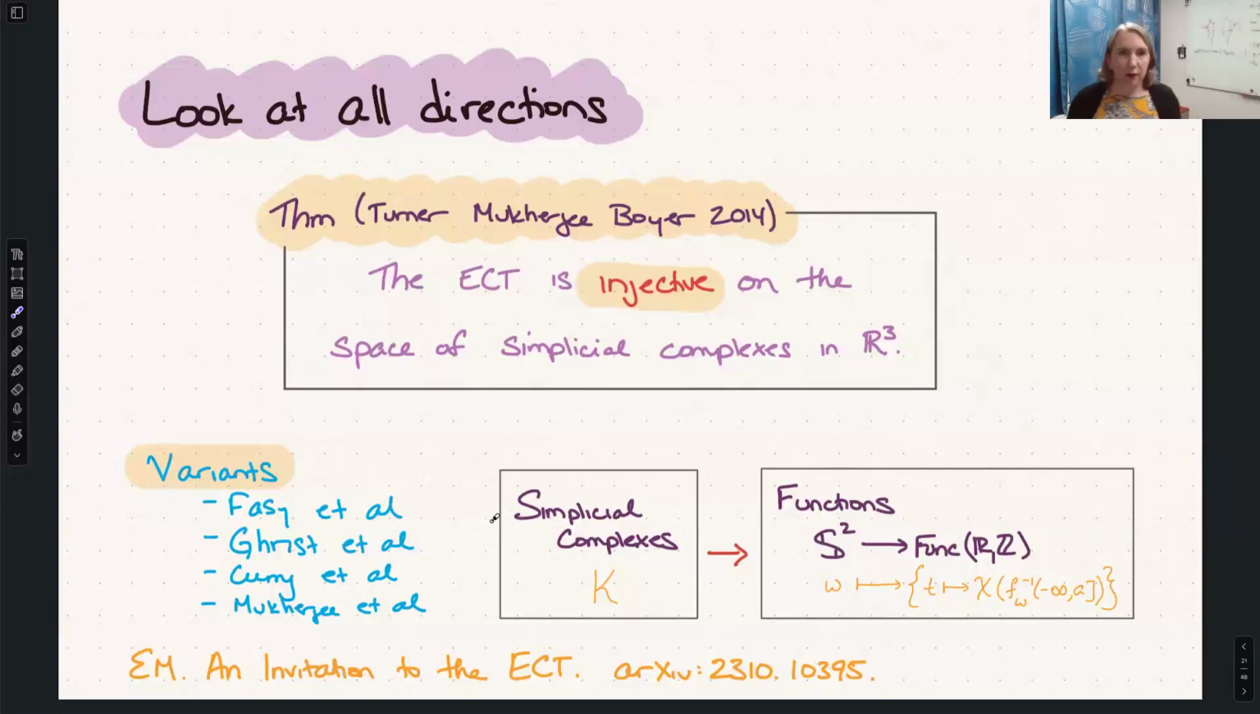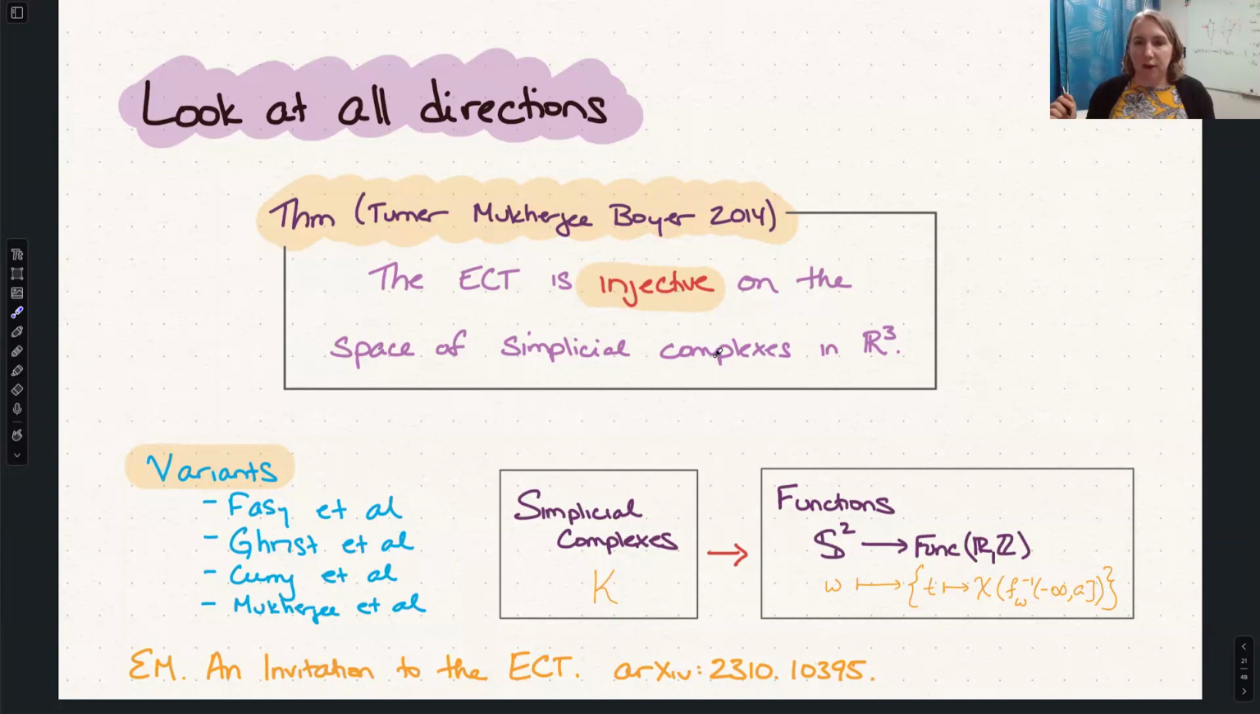So we have the following theorem. This was by Kate Turner et al. from 2014. There are other more generalized versions that are a bit harder to state, but are also very interesting, so I'll point you in those directions. But here's the basic premise of this kind of theorem.